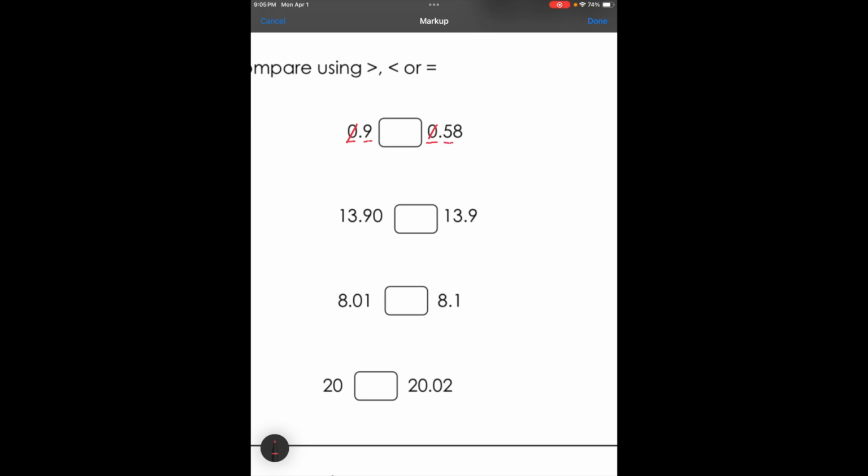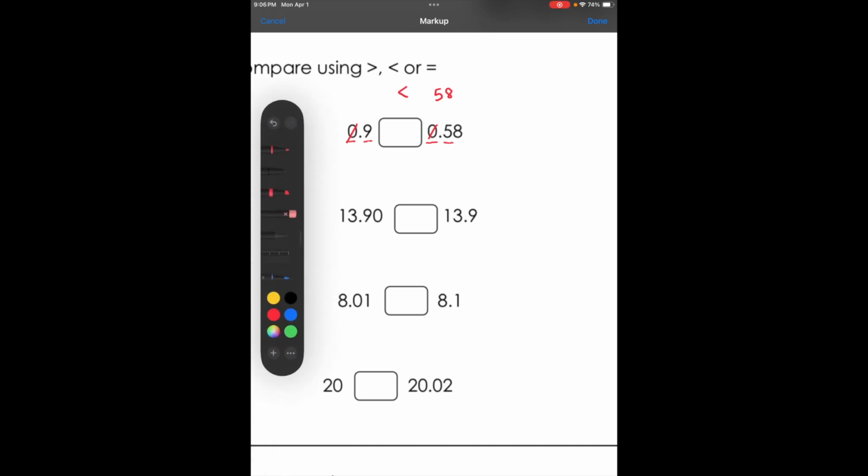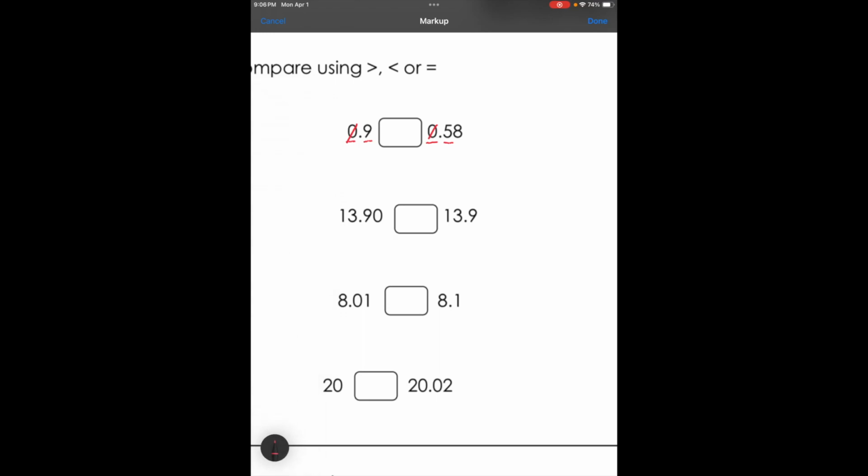Now looking at this, we could get tricked. We might think like, oh, 9 versus 58. This is easy. 58 is greater. But this is talking about decimals. Think about money. This would be like saying I have 90 cents. There's not a 0 here, but we can always add zeros to the end of decimal numbers. So 90 cents versus 58 cents. This one's actually greater, so that's why we need to go place value by place value. And notice that 9 in the tenths place is bigger than 5 in the tenths place. So 0 and 9 tenths is greater than 0 and 58 hundredths.